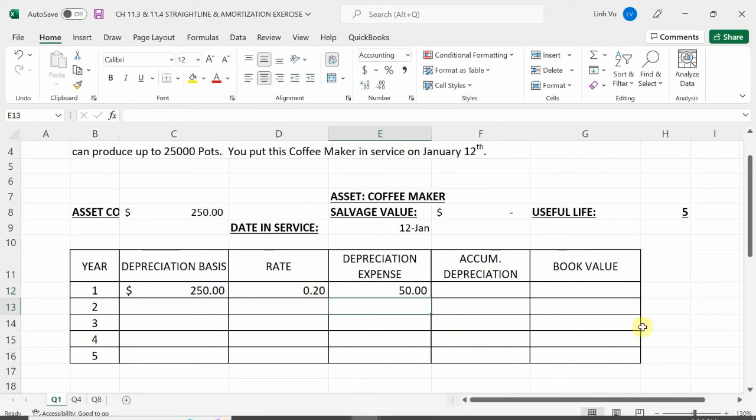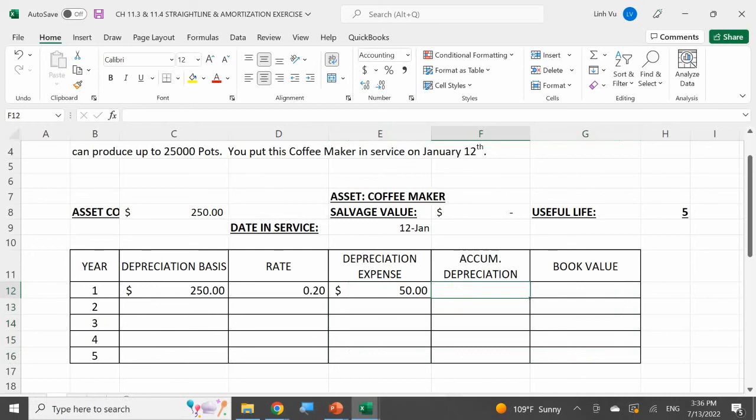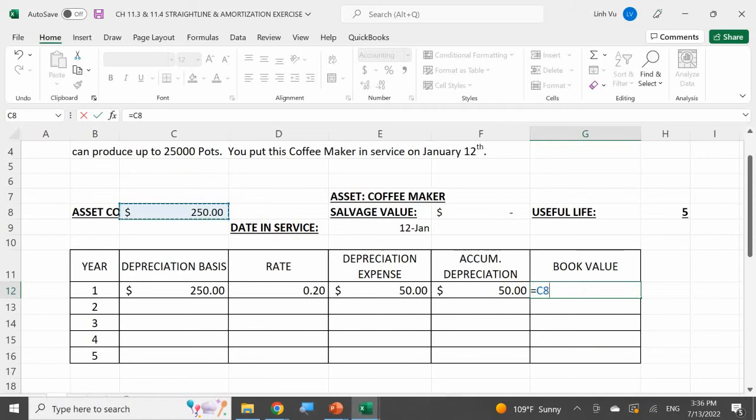So what's my accumulated depreciation for the first year? $50. It's going to be 50, right? Because we don't have previous years. So in this case, it's going to be 50. So then what is going to be my book value for my coffee maker at the end of year 1? 200, right? Because my asset cost of 250 minus 50 will leave you $200.